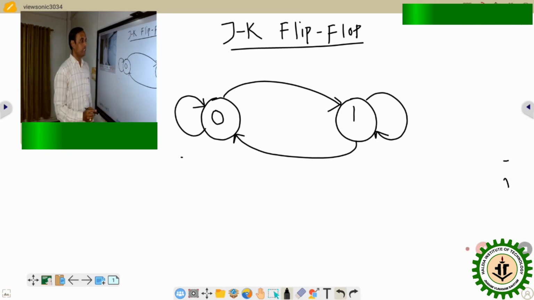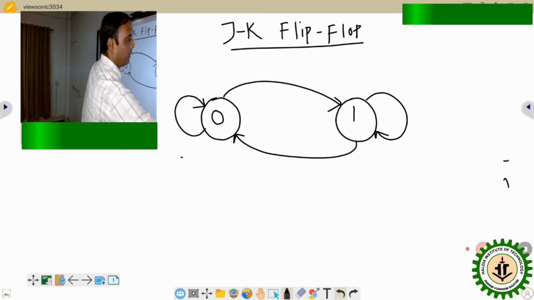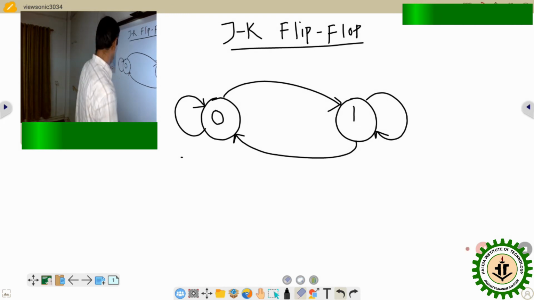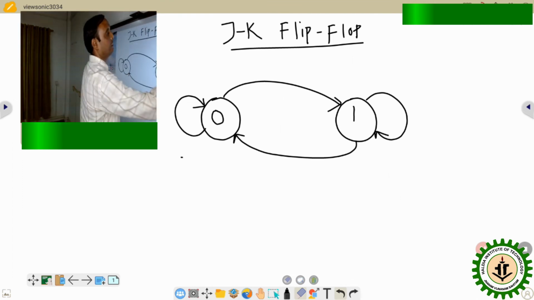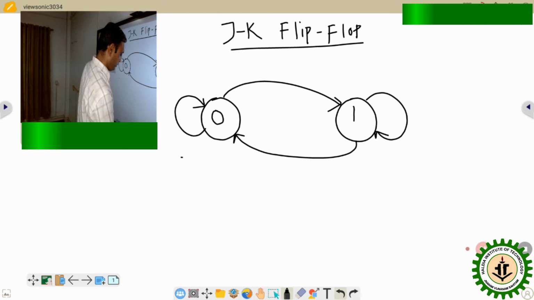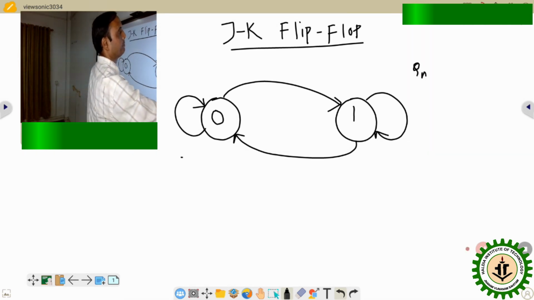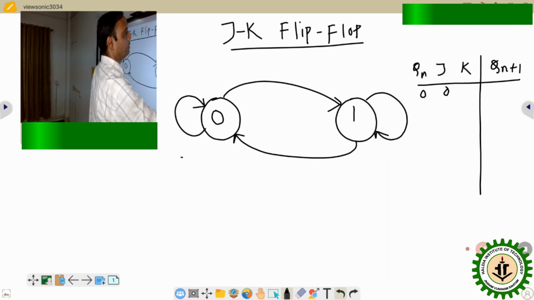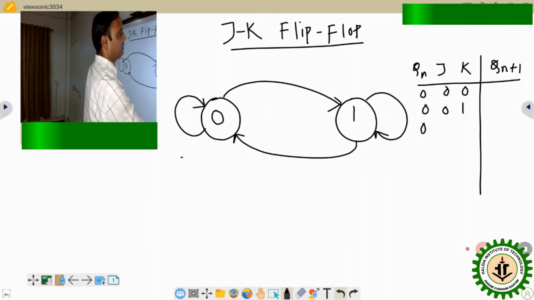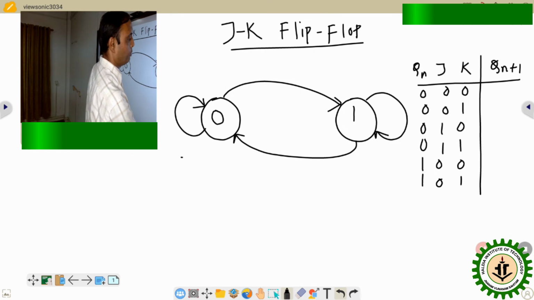See, for that case 0 and 1 it is happening. That means here also we have to first write down the characteristics table. So the characteristics table, I am writing in this portion again: Qn, J, K and Qn plus 1. 0 0 0 0, 0 0 1 0, 1 0 0 1, 1 1 1 0, 0 1 0 1, 1 1 0 1, 1 1 1 0.